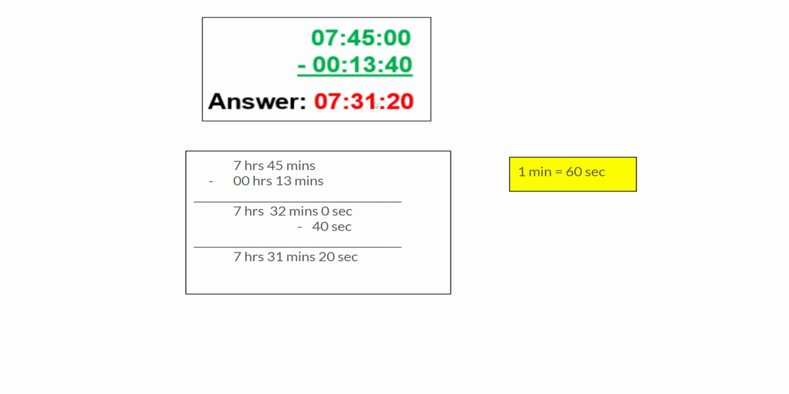Now I'm going to subtract that additional 40 seconds. Remember, 1 minute is 60 seconds. That's why my answer becomes 7 hours, 31 minutes, and 20 seconds, because 60 minus 40 is 20. And that's it for the video.